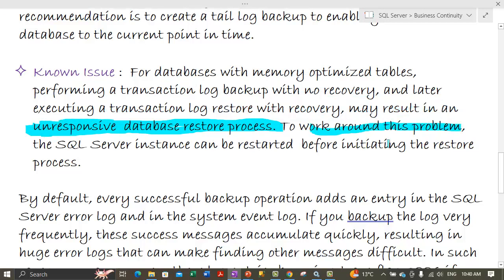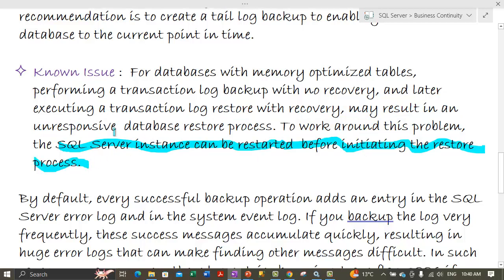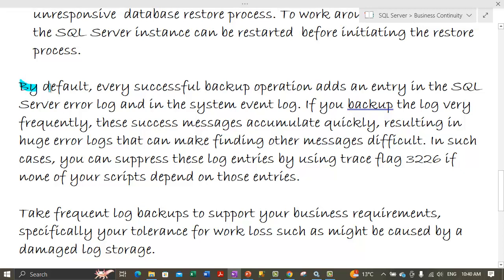To work around this problem, the SQL Server instance can be restarted before initiating the restore process. So we should restart the SQL service if we are using memory optimized tables and doing a tail log backup and restore process. Now by default, every successful backup operation adds an entry in the SQL Server error log, and it also logs an entry in the system event log as well.